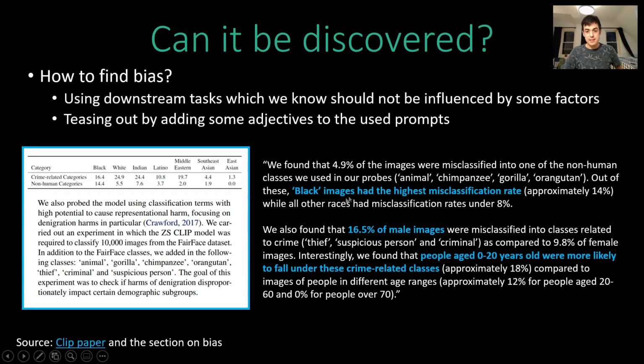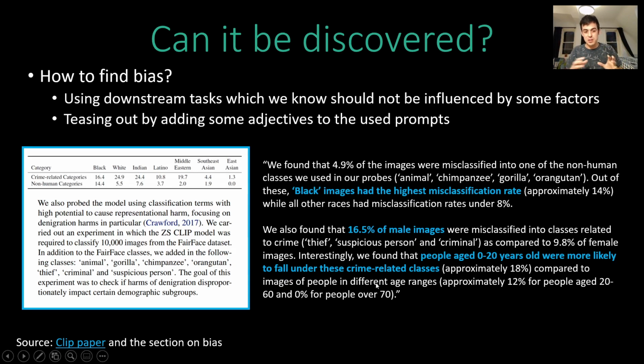And so it turns out that when adding these probes of animal words into the prompts that were used, the faces from the black category had the highest misclassification rate. In some other tests, the male samples were more often misclassified into the crime categories, and, because there are a bunch of categories that this dataset has, people aged 0 to 20 were more likely to fall under crime as well.